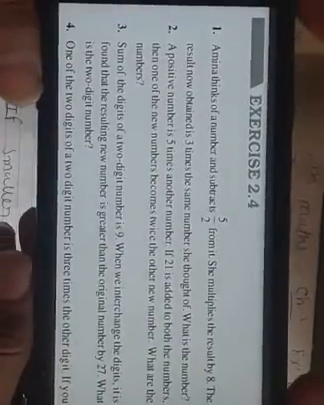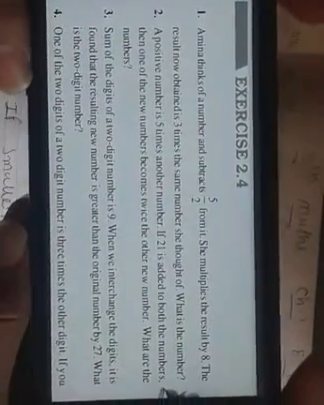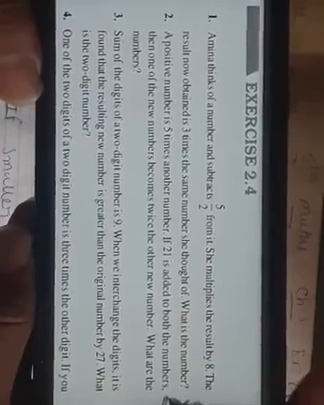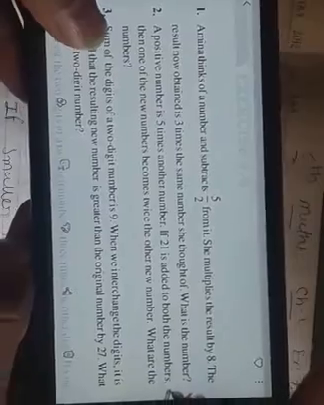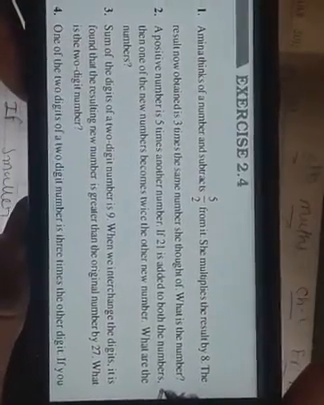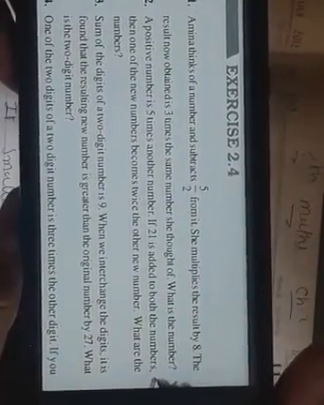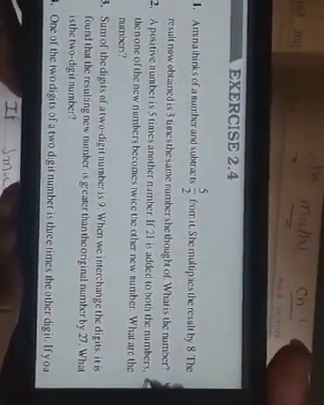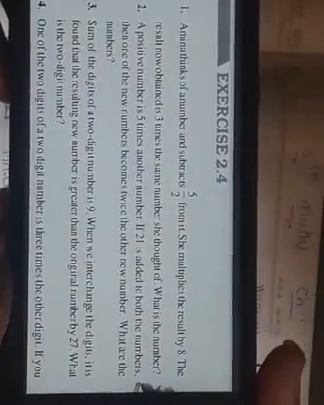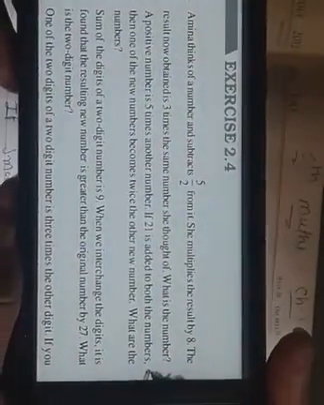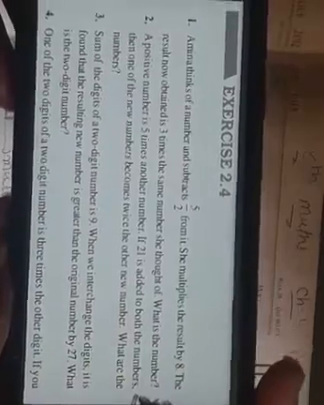Okay, students, good morning. Now we are going to start exercise 2.4 of the second chapter, linear equation in one variable. Now, what is the first question here? First question is Amina thinks of a number and subtracts 5 by 2 from it. Okay, Amina is thinking about a number which we do not know, but she subtracts 5 by 2 from that, and then she multiplies the result by 8.